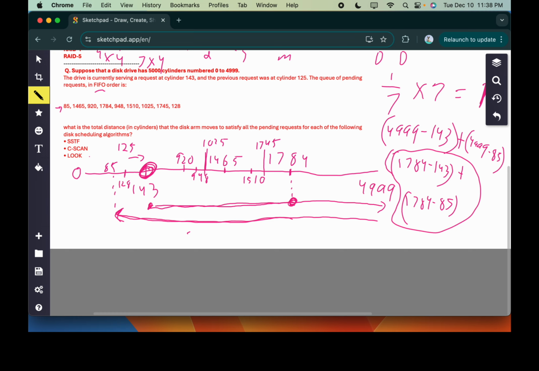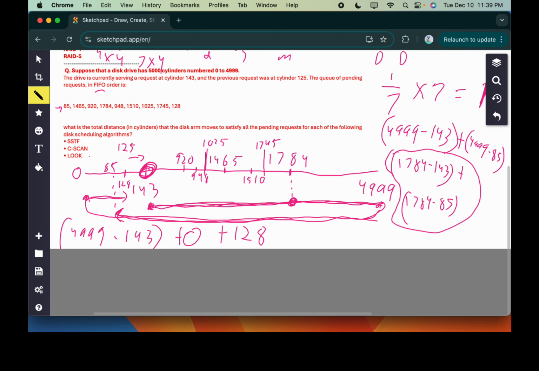C-scan, we're going to go from 143 all the way to the end, so once again, 4999 minus 143. Then we're going to jump all the way to 0. Jumps don't count. And then we're going to go from 0 to the last number, which is 128. So again, we go from 143 to the end, do a jump, 0 to the last term.